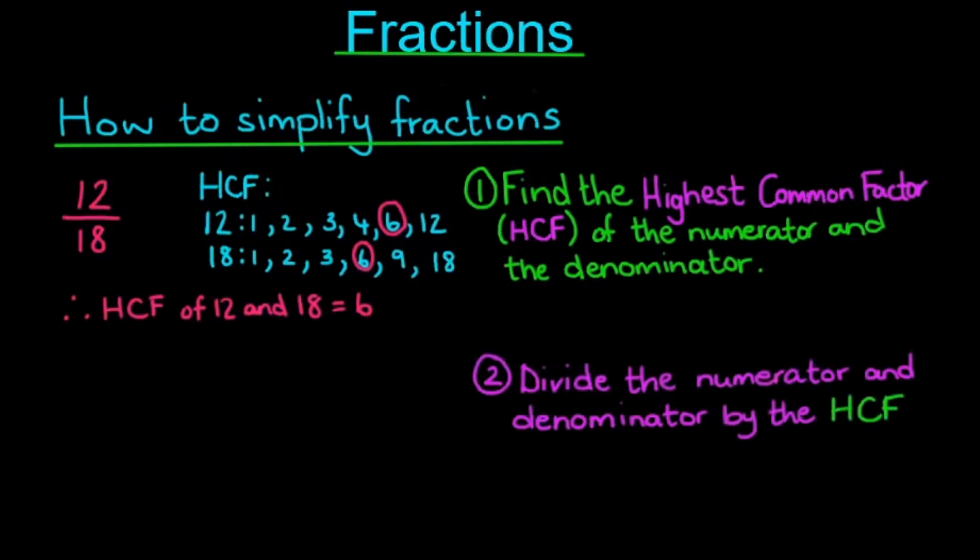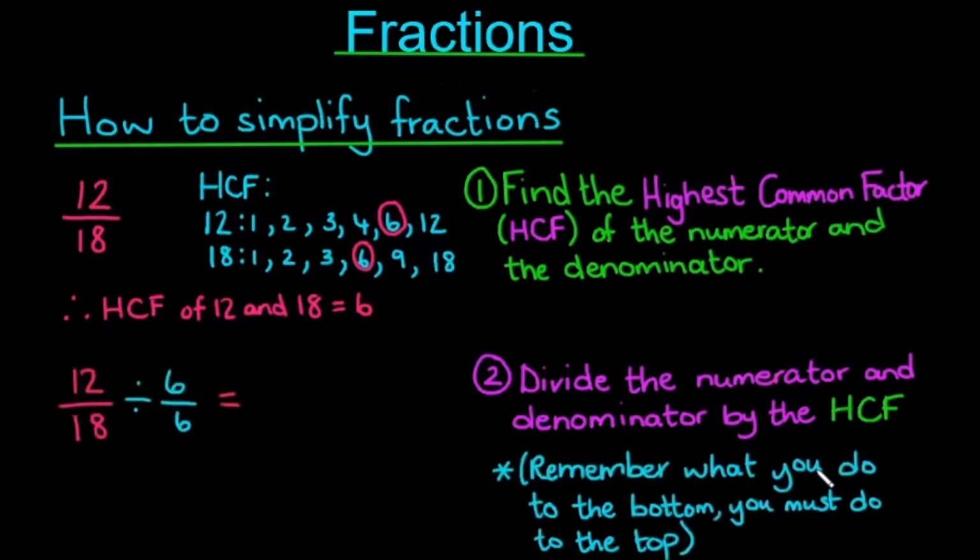Next we need to divide the numerator and the denominator by the highest common factor. So remember, what you do to the bottom, you need to do to the top as well. So 18 divided by 6 and 12 divided by 6. This will give us a fraction of 2/3. So in its simplest form, 12/18 is equal to 2/3.